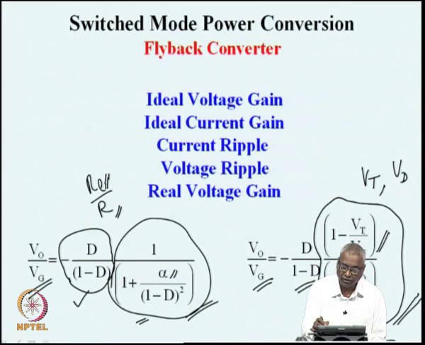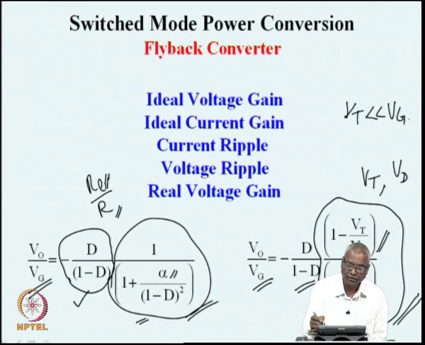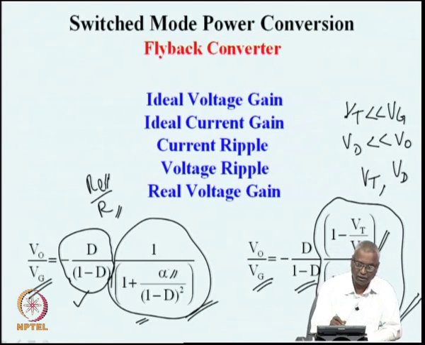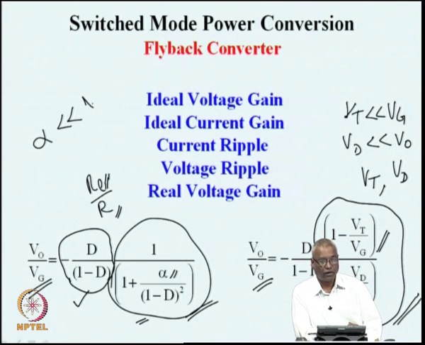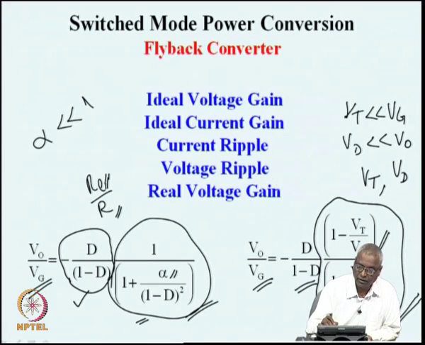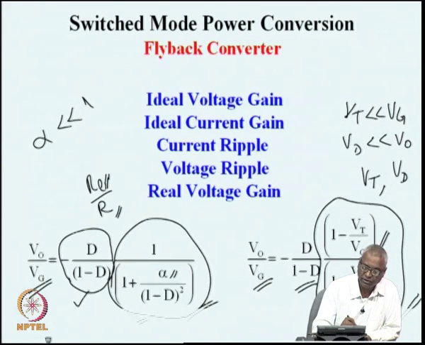For that to happen, the switch drop Vt has to be very much small compared to Vg, and the diode drop has to be very much small compared to V naught. And similarly, on this side, this alpha has to be very much less compared to 1. RL has to be very small in comparison with R. So, these are the parasitic effects and their effect on the ideal performance figures.